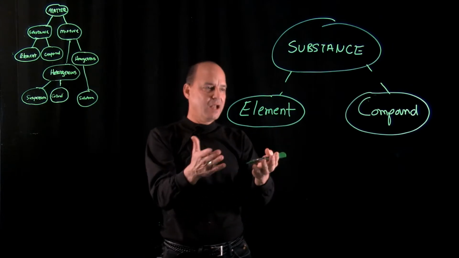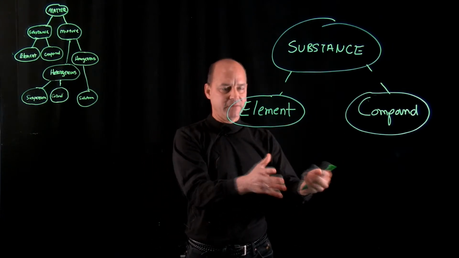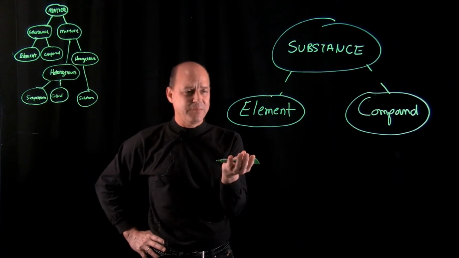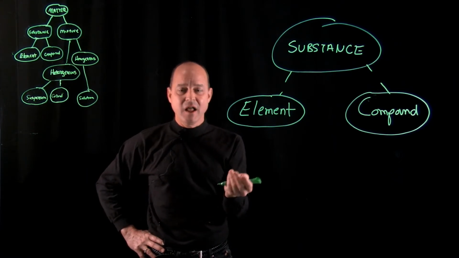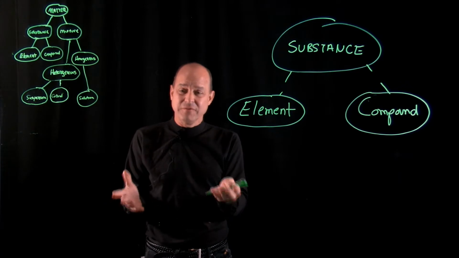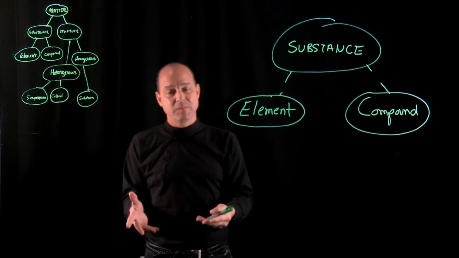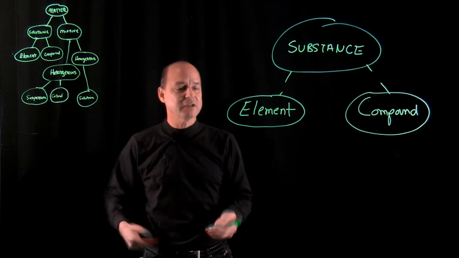A substance is either an element or it's a compound. All right, let's see. Maybe it's best to give you a few examples of what an element is. An element, I want to tell you, is anything that you're going to find on the periodic table. We've got a periodic table posted in the classroom. You've got a periodic table posted in the back of your textbook.